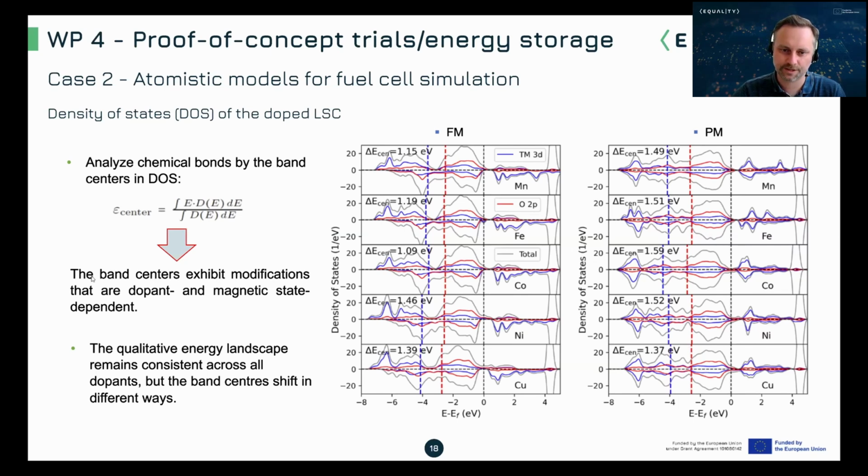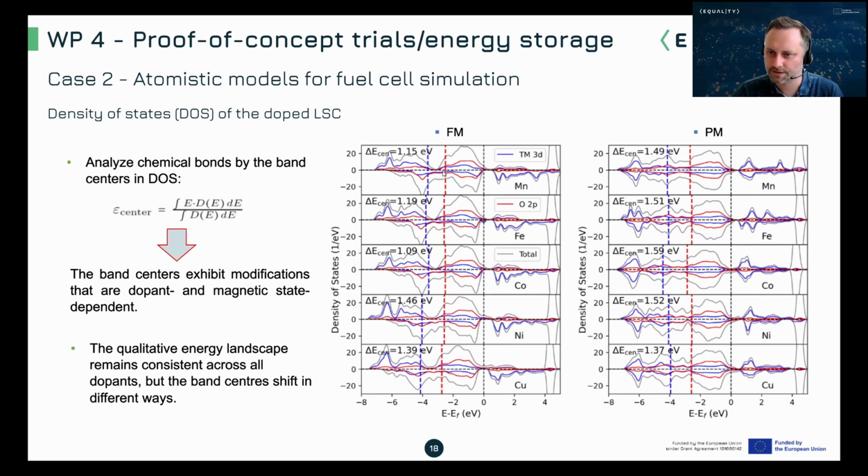And they exhibit modifications that are dopant and magnetic state dependent. The qualitative energy landscape remains consistent across all dopants, but the band centers shift in different ways. So these band centers are marked here in red and blue. Red is for the oxygen 2p orbitals, and blue is for the transition metal 3d orbitals. And these two are the ones that are mainly responsible for forming the chemical bonds in the crystal.